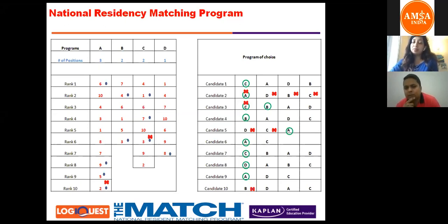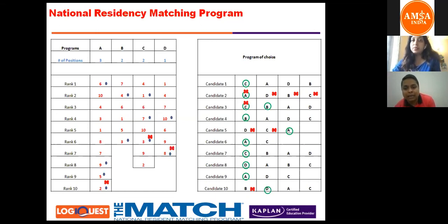Candidate number 10, his first choice was B, and on B's list I do not find 10, which is why B is ruled out. I will have to obviously shift to his next choice. His next choice was D, and on D's list, do I find candidate number 10? Yes, I do. However, there's only 1 position available. So automatically candidate number 8 will be kicked out. Right.